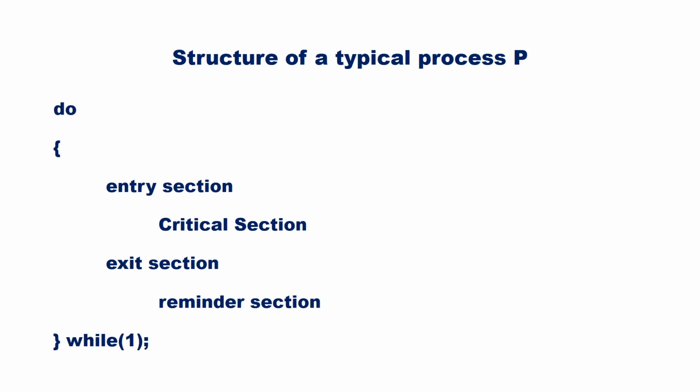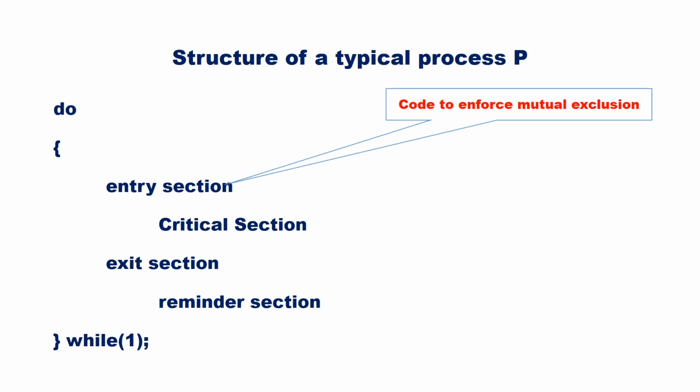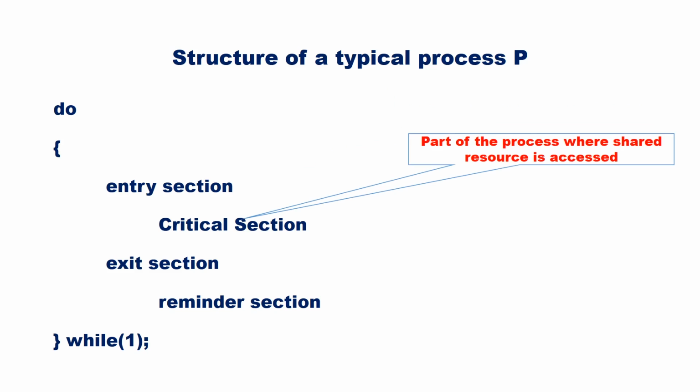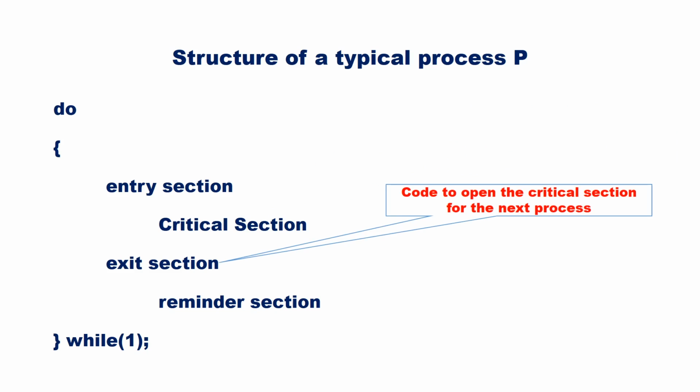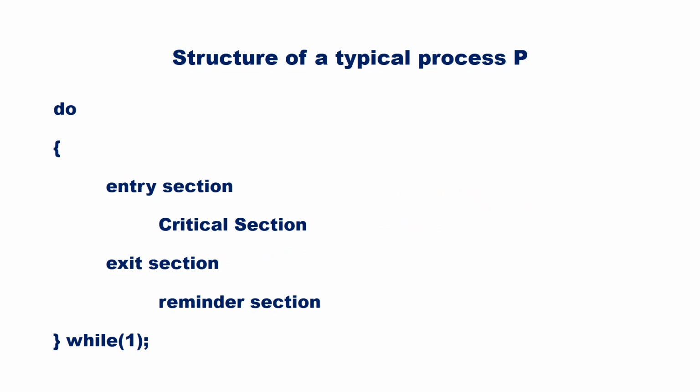Each process must request the permission to enter its critical section. The section of the code implementing this request is called the entry section. This is to enforce mutual exclusion. It then executes in the critical section. Once it finishes executing the critical section code, it enters the exit section code. The code that is not part of the critical section is the remainder section.